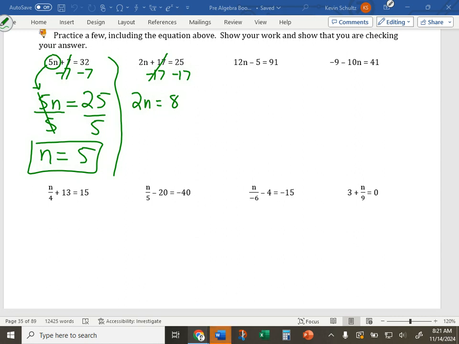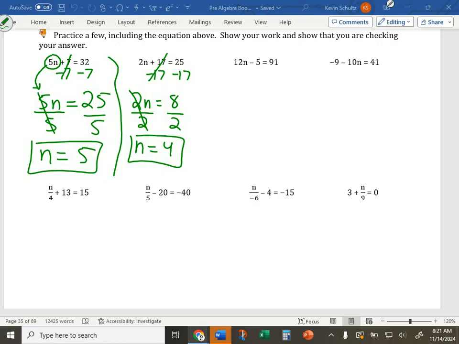2, right? The opposite of multiplying by 2 is dividing by 2. Cancel out that operation, undo it, and 8 divided by 2 equals 4. Let's go. So, check it, plug it back in. 2 times 4 is 8.